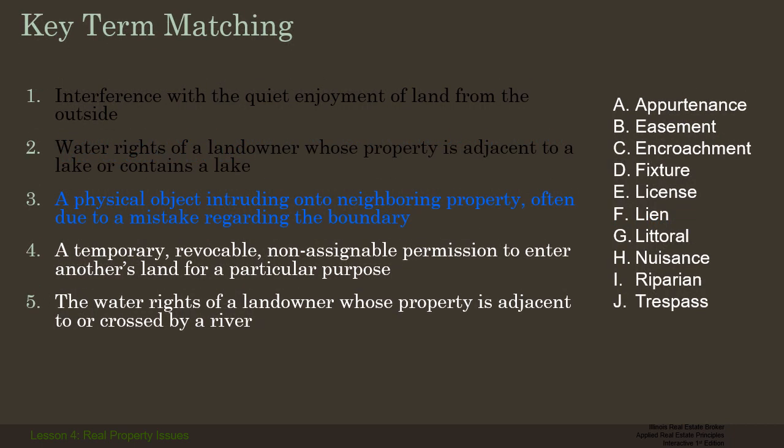The physical object intruding onto a neighbor's property, often due to a mistake regarding the boundary lines of the property, that would be an encroachment. The best example of encroachments would be probably fences. Typically, when people put up fences, they put them right on top of the property line, which means that the fence posts are actually encroaching. Half of the fence post is encroaching on somebody else's property. That's typically the mistake people make when they put the fences up.